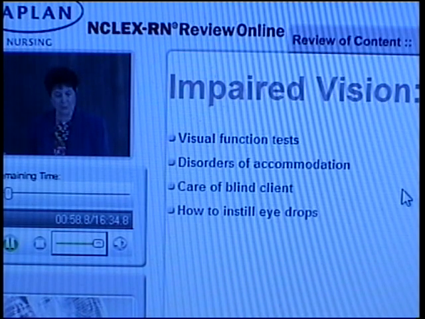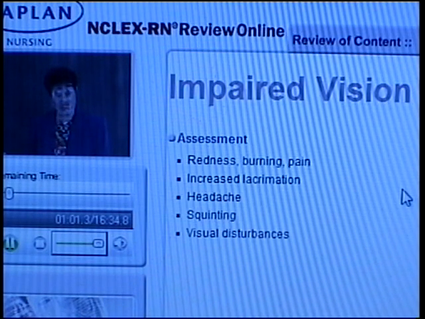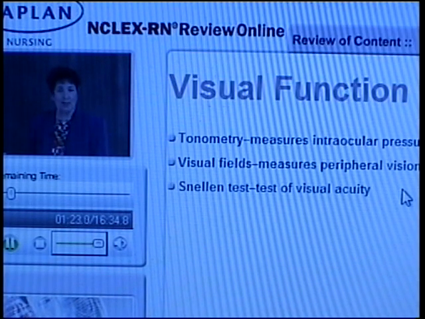With impaired vision, what you'll see is redness in the eyes, there may be burning and eye pain, there'll be lacrimation, which is tears, and sometimes it will be accompanied by exudate. The patient may complain of a headache, they may squint, there may be changes in growth and development, especially if the patient is a child, and there may be visual disturbances. For visual function tests, the first one we're going to talk about is tonometry. And tonometry measures intraocular pressure. It measures the degree of indentation on the cornea when pressure is applied, and it is the test used to test for glaucoma.